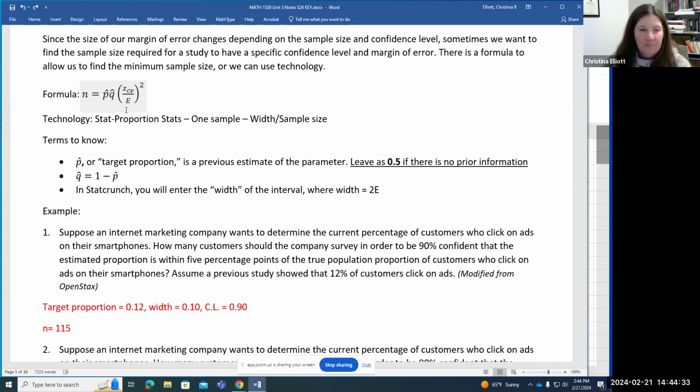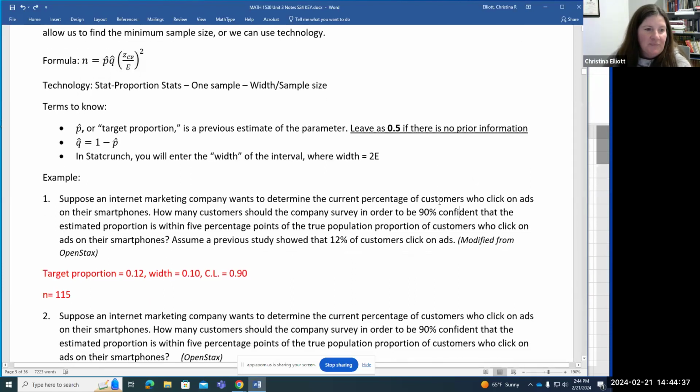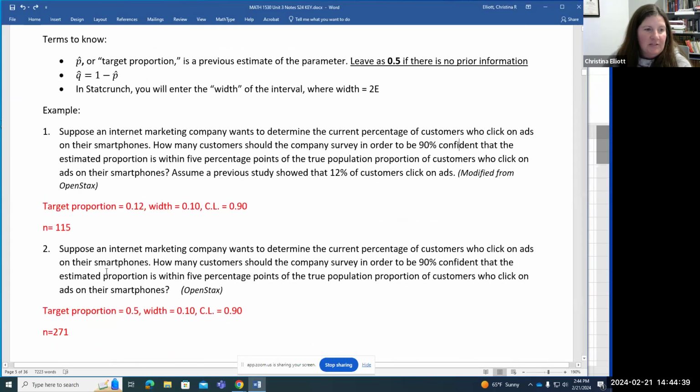Okay, so looking at the next one here. But I want to go back and say StatCrunch has rounded up for you. Don't round up that number. Yeah, StatCrunch gives you the rounded number, so don't round up again.